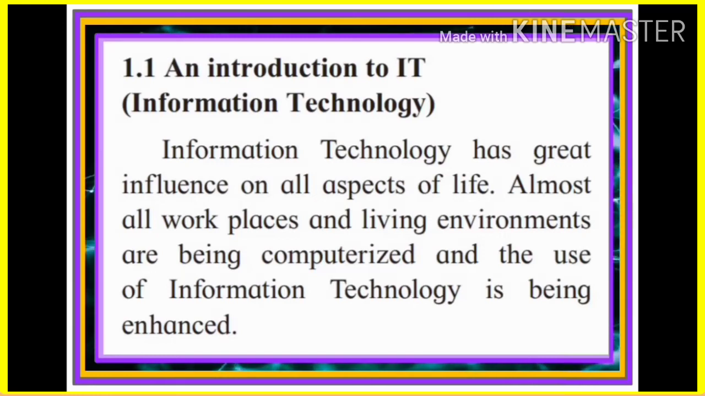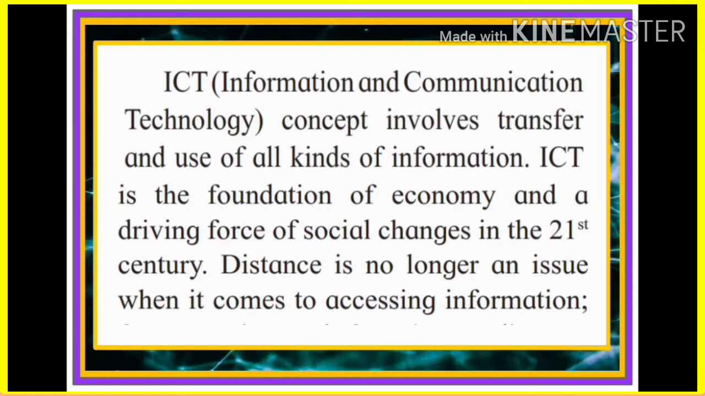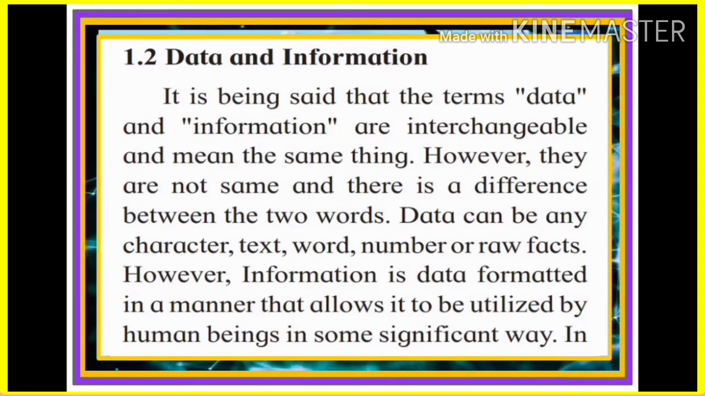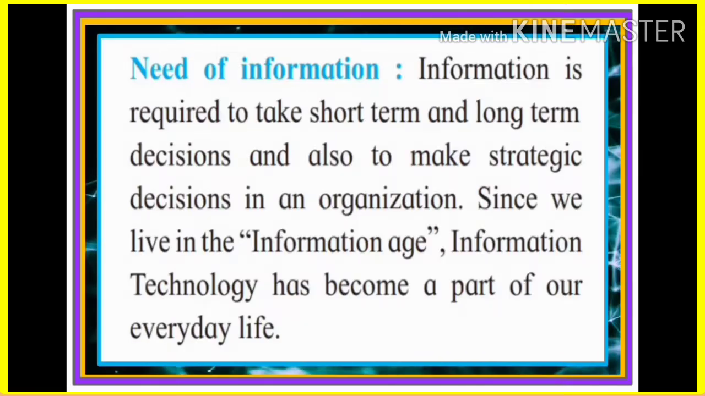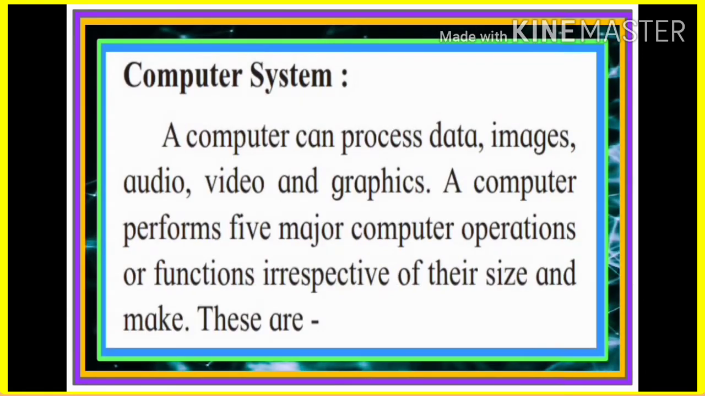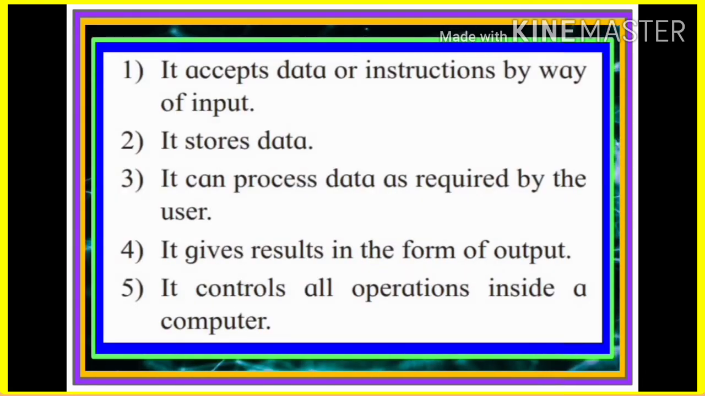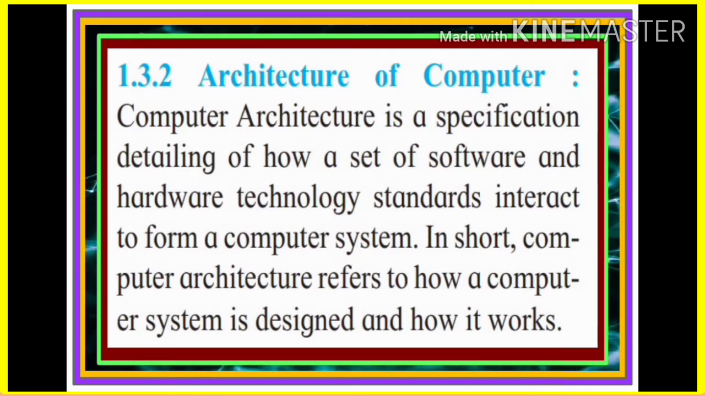Today we are going to start part 2 of Chapter 1, Basic of Information Technology, Standard 11th Science. In our last part, we discussed an introduction to IT, that is Information Technology, the definition of Information Technology, the concept of ICT, that is Information and Communication Technology, data and information, the difference and meaning of data and information, the need of information, and various concepts used under IT: computer system, 5 functions of computer system, and peripherals, means components.